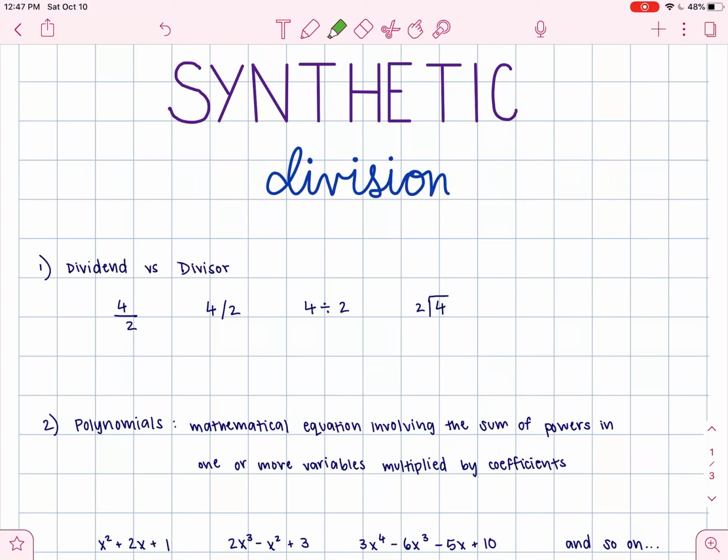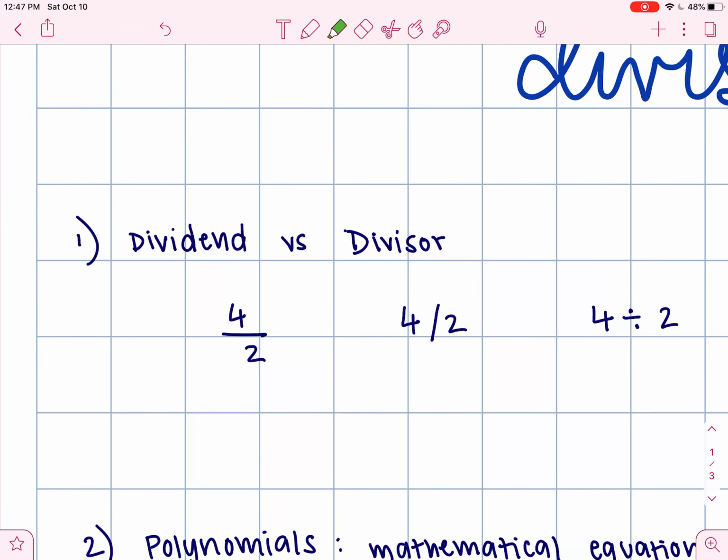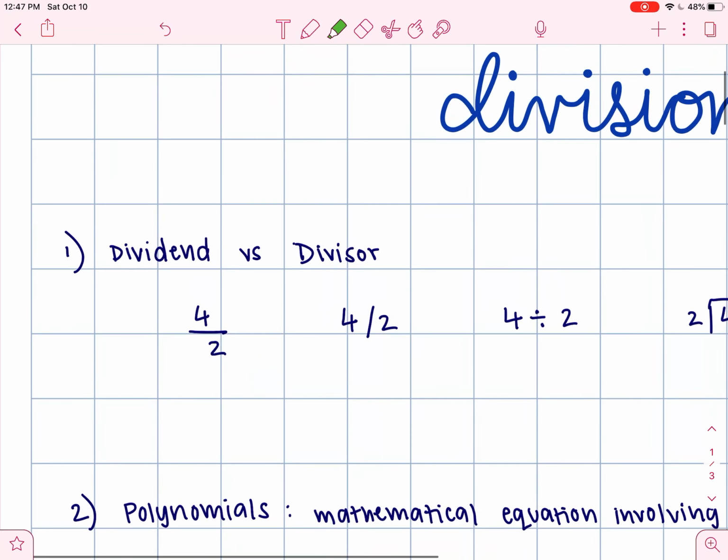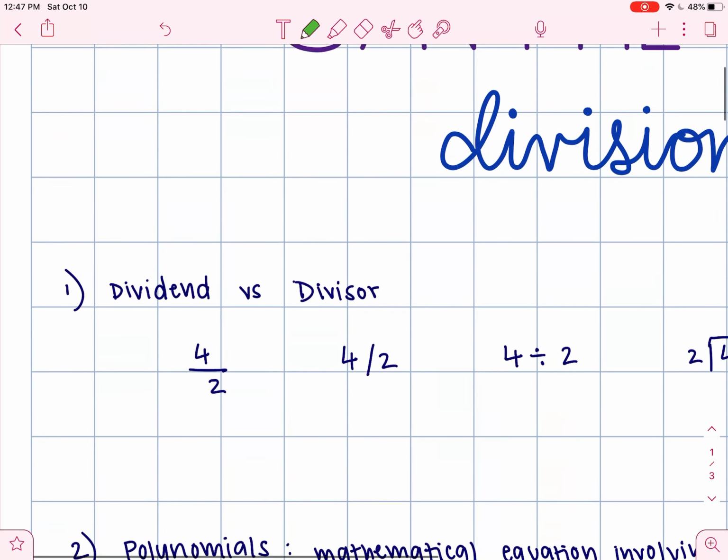Today our video is going to be about how to use synthetic division with polynomial division. The first thing we need to identify is dividend versus divisor. So what is a dividend and what is a divisor? The way that I think of it is that the dividend is the one that is being divided.